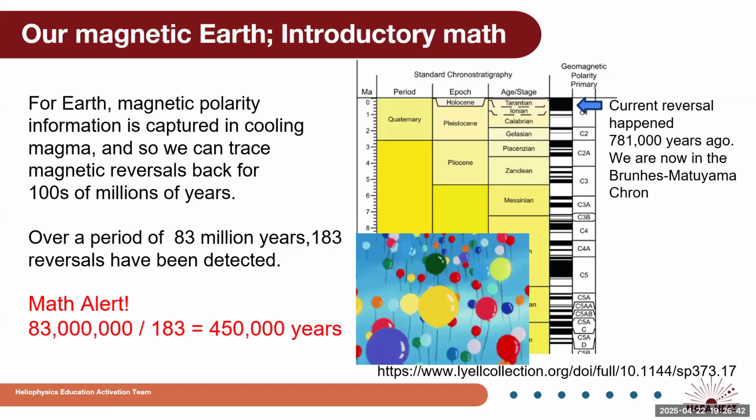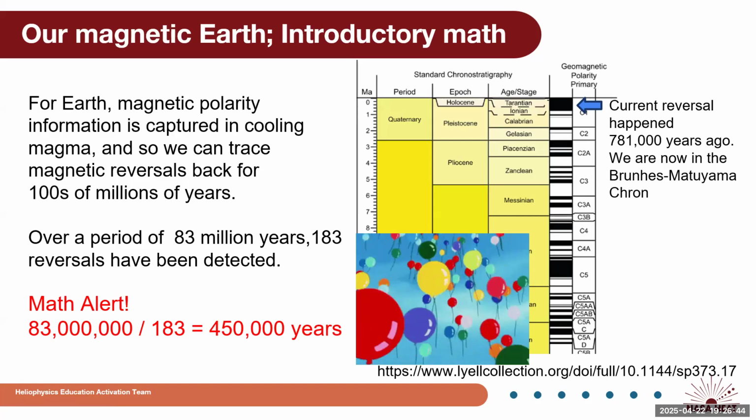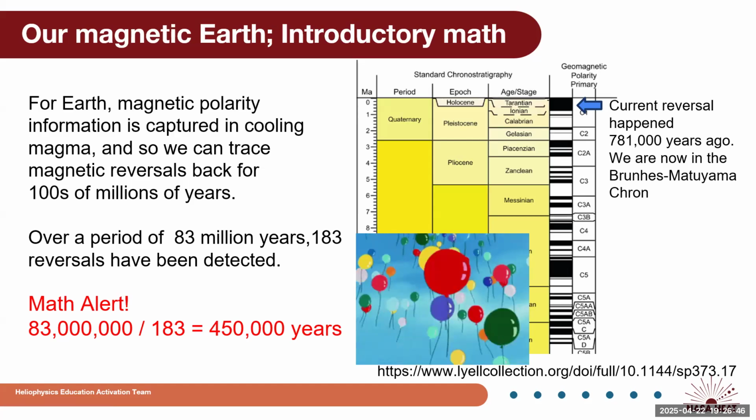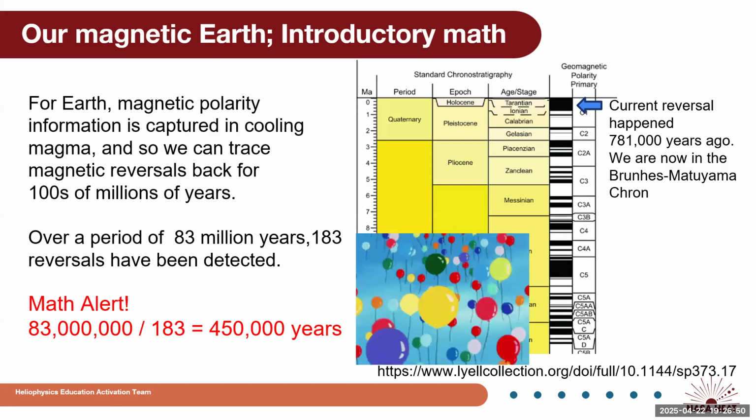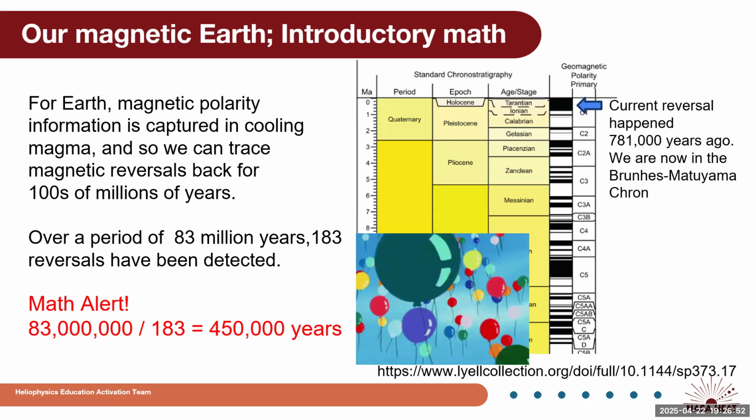Math alert, sorry for the balloons, that's the best graphic I could find. 83 million years divided by 183 reversals. So the typical reversal time is about 450,000 years.